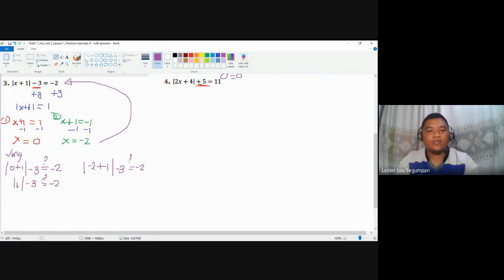No need to remove this one, because we would just like to find out if both sides will still remain the same, balanced, or still equal. So the absolute value of 1 is 1, minus 3, question mark, negative 2. 1 minus 3 is negative 2. The other side is already a negative 2. That's correct. Therefore, we accept 0 as a solution of the given equation, not just of this form here.